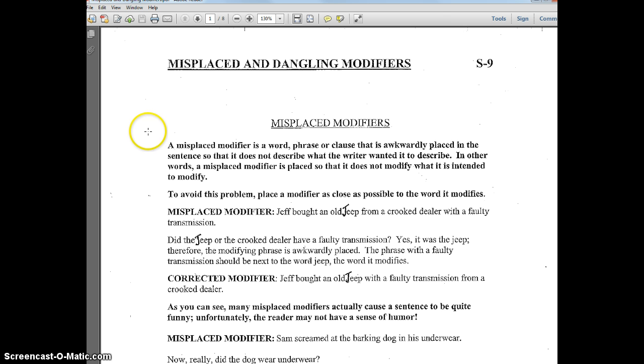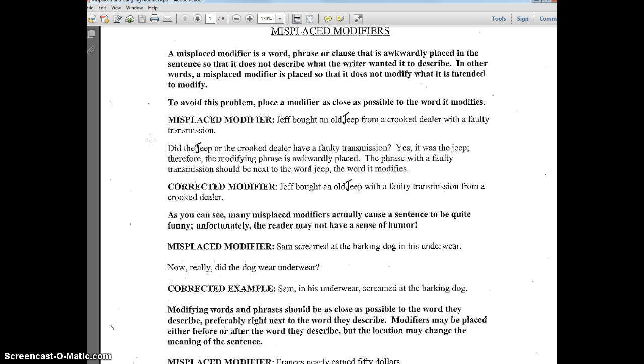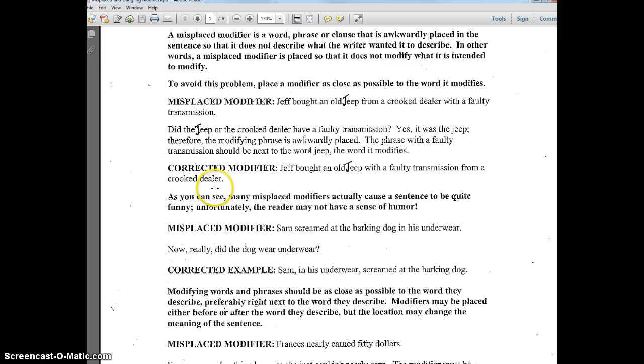All right, then here is a second one. Sam screamed at the barking dog in his underwear. The way the sentence is written, it appears that the barking dog is wearing underwear, which is just silly. So you should correct it by saying, Sam, in his underwear, screamed at the barking dog.